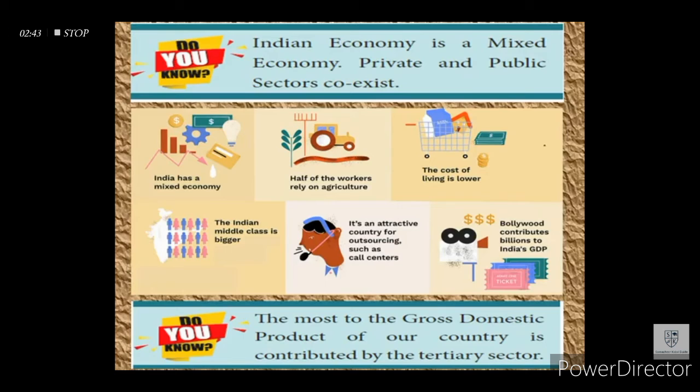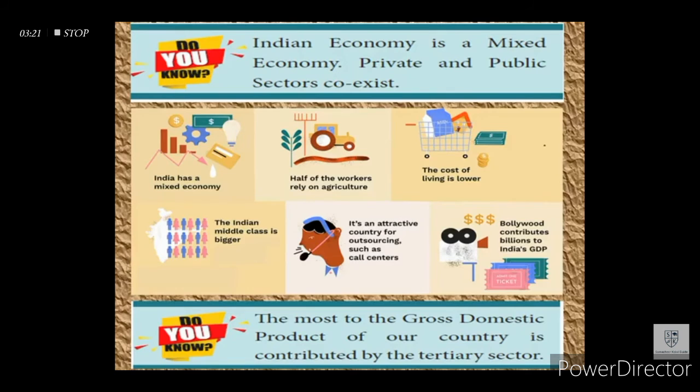GDP, or gross domestic product, of a country is the total value of goods and services produced in a country. It is measured in terms of quarters or a year. It is an economic indicator which is used worldwide to show the economic health of a country. GDP can be calculated in three ways: by expenditure, by production, or by income. And the most to the GDP of a country is contributed by the tertiary sector.